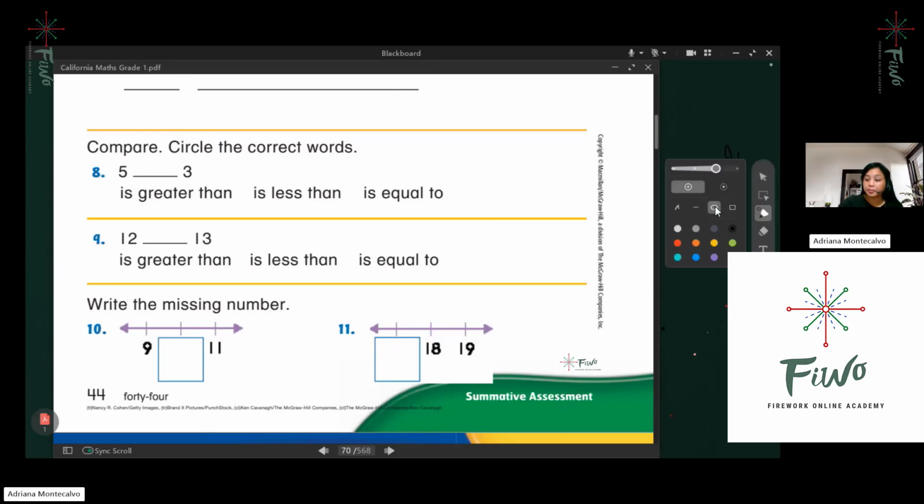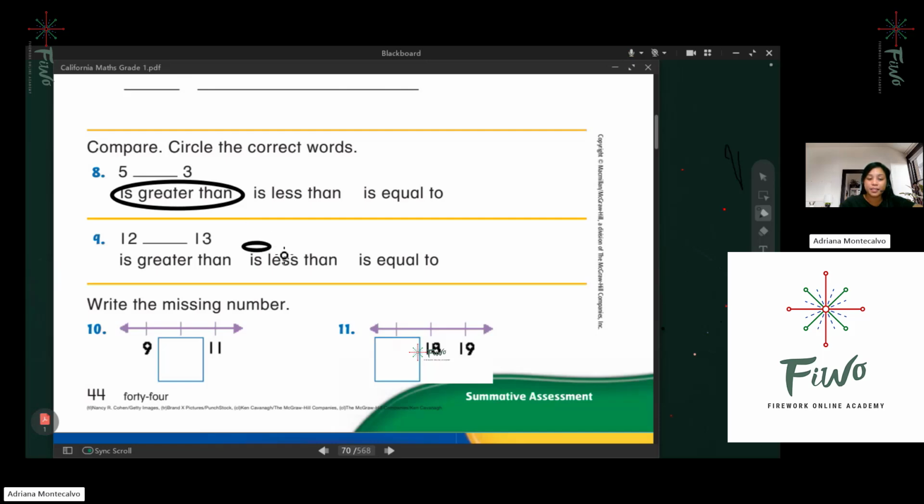5 is greater than 3. Okay, 5 is greater than 3. How about number 9? 12 is less than 13. Good job. And the last one, number 10? Number 10 is 10. And number 11? Number 11 is 17.